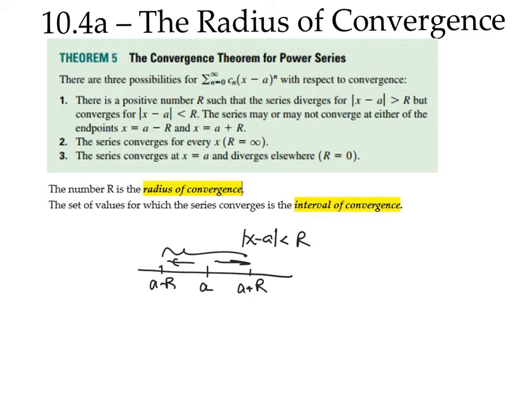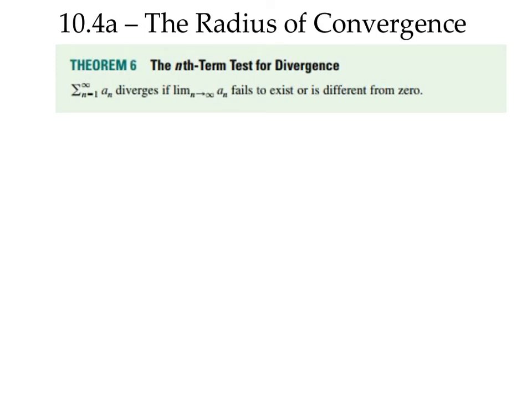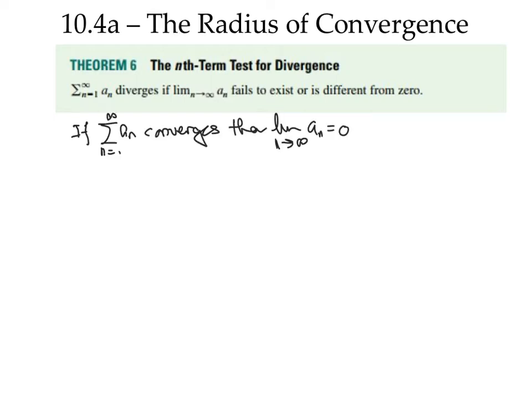Now a pretty important test that's very simple and quite useful is the nth term test for divergence. To be honest, they have it phrased a little oddly. They're saying an infinite sum diverges if the nth term either fails to have a limit or the limit's different from zero. I think it's nicer to consider the contrapositive. I'm going to write that down for you here. It might be a little easier to understand this way. If an infinite series converges, then the limit of the nth term has to be zero.